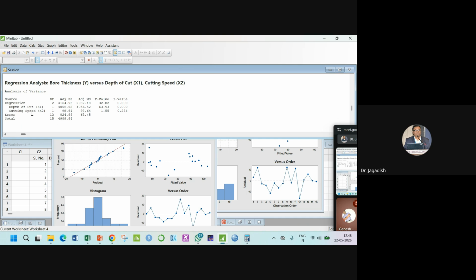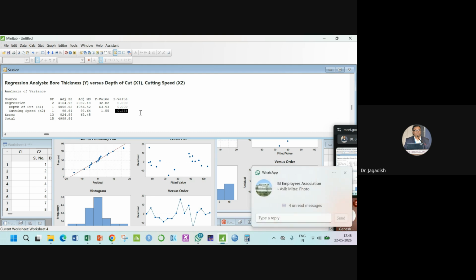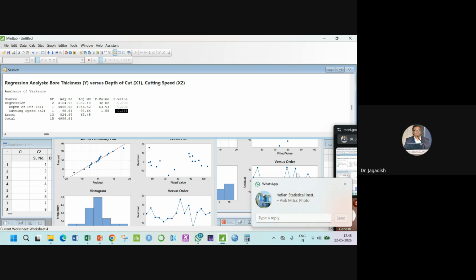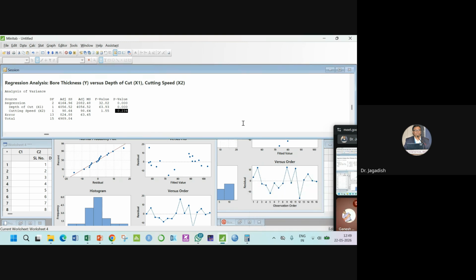Now you see the p value of cutting speed. The p value of cutting speed is more than 0.05. That means this factor is not at all significant. That is why the stepwise regression automatically removed it. So when you use stepwise regression, it means you are not sure whether your three factors were important or not. In that case, you use stepwise regression, then fit the model, and it will automatically remove the unimportant, useless variables from the model, which are not significant for your system.